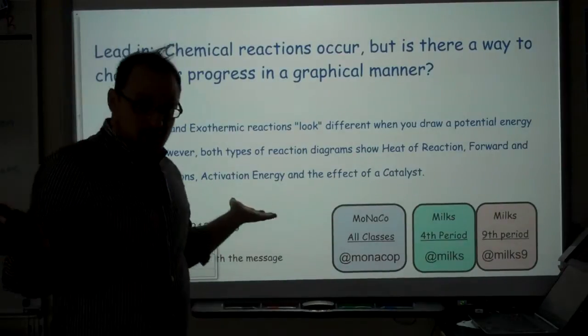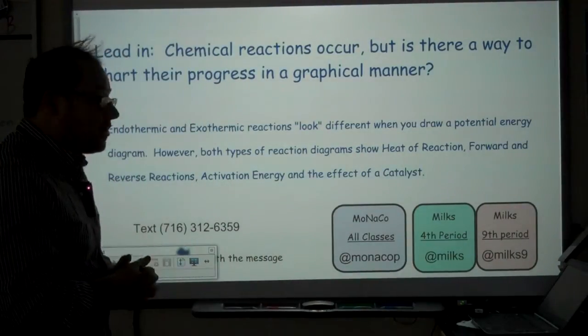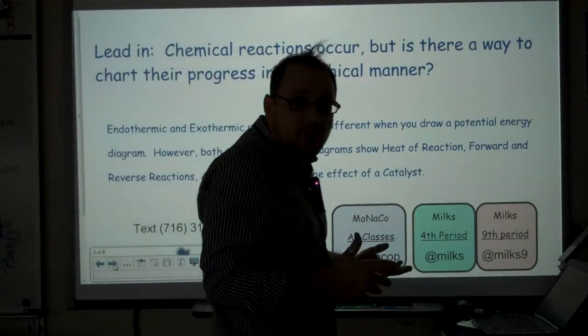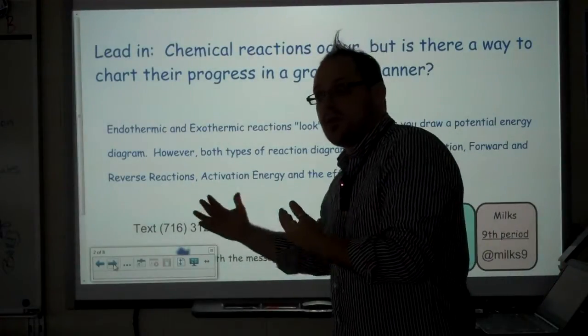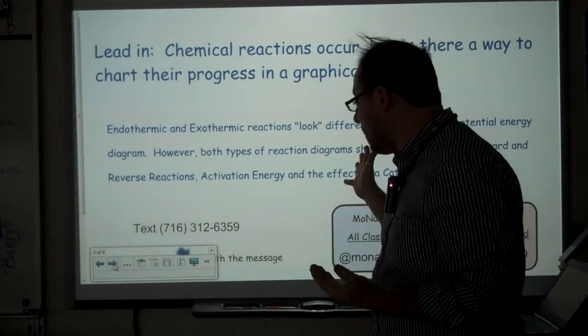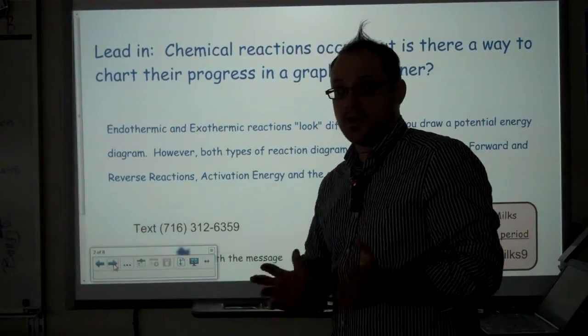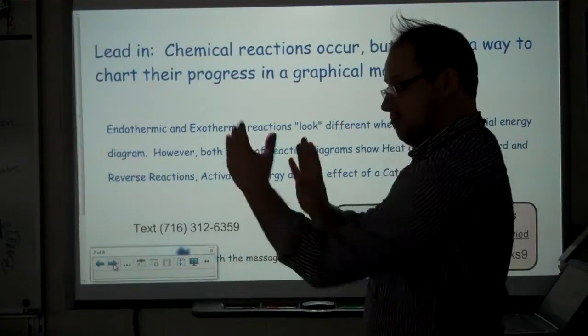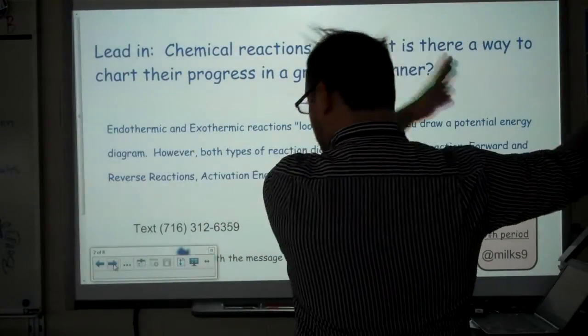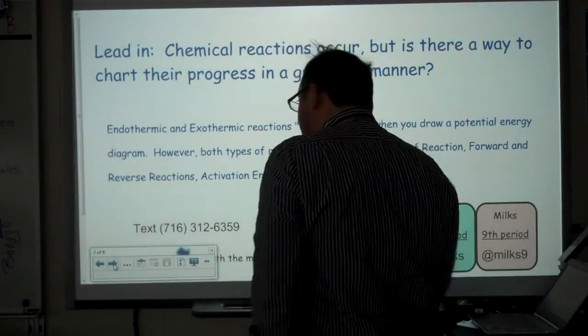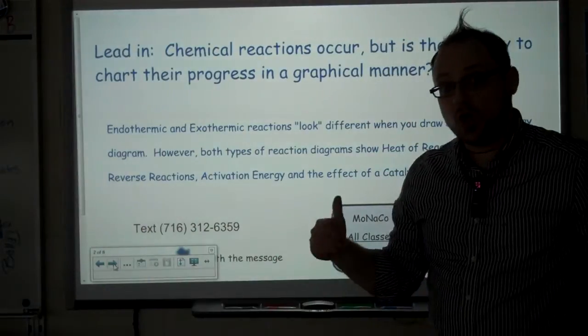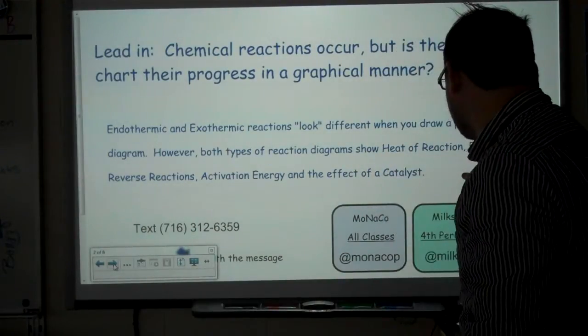Okay, so here's our little leading. Chemical reactions happen, duh. But is there a way to chart their progress in a graphical manner? We chart our progress on the unit by doing the checklist on the smartboard here, but is there a way we can chart the progress of a chemical reaction as it goes from the reactant side to the product side? Now, exothermic and endothermic reactions look different when you graph them out like this.